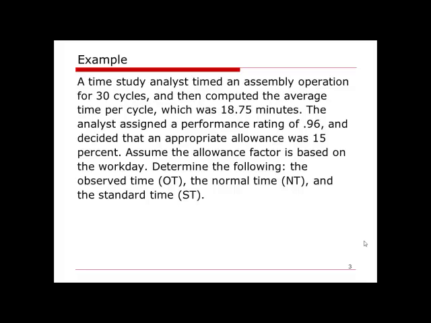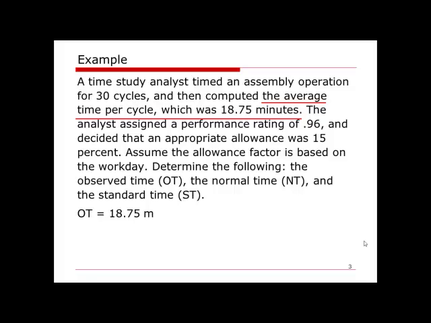Now many students look at the question and find, oh, there are 30 cycles and we need to find the total of all the 30 observations and then calculate the average. But here, the question already gave us the average time per cycle, which means the observed time is already given, because observed time is the average time from all the observations and it is already given as 18.75 minutes. So we have the observed time equal to 18.75 minutes.